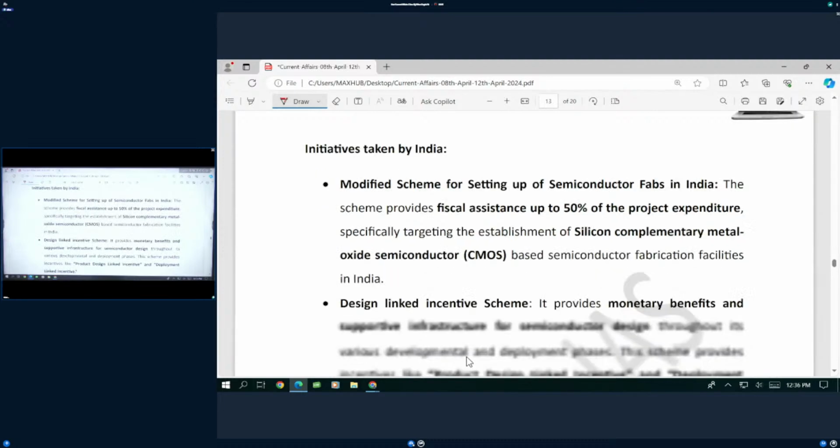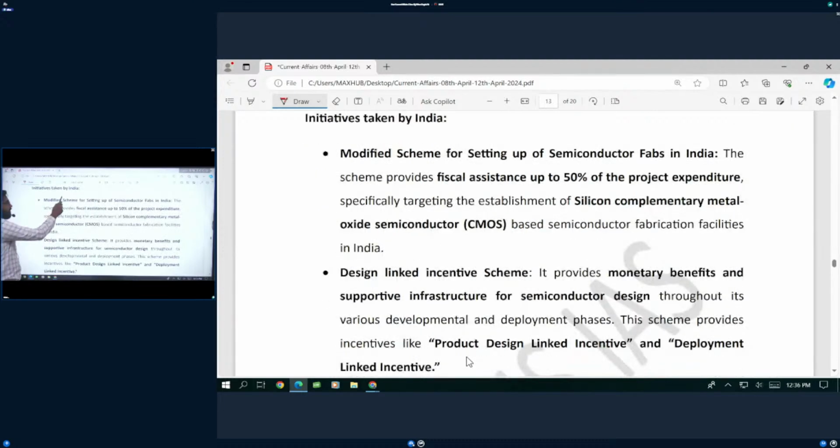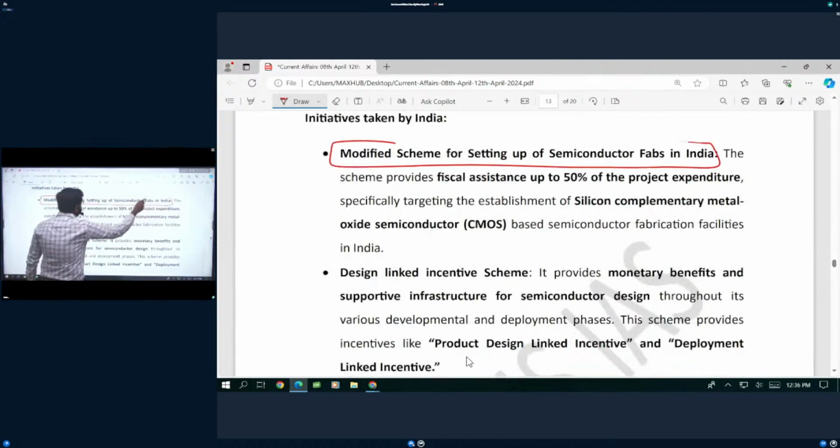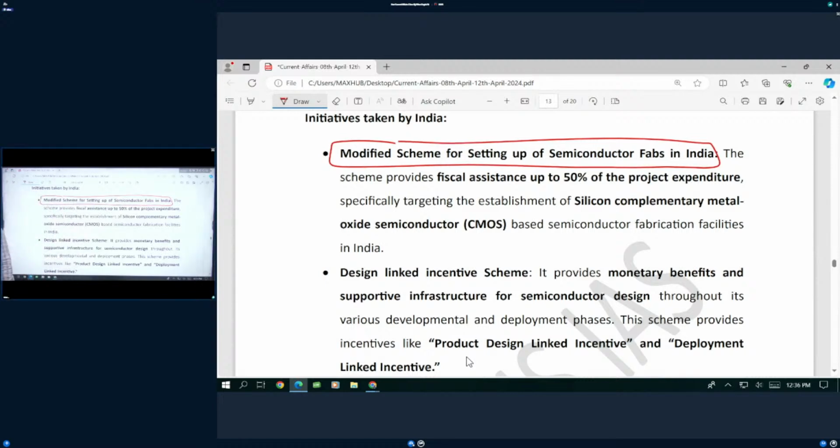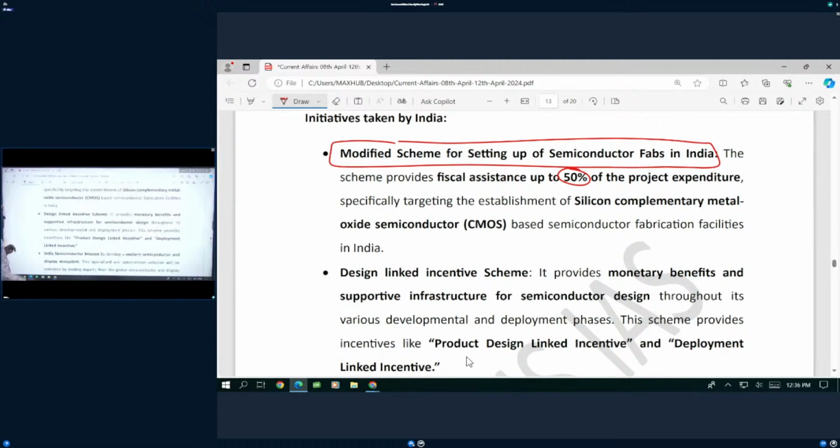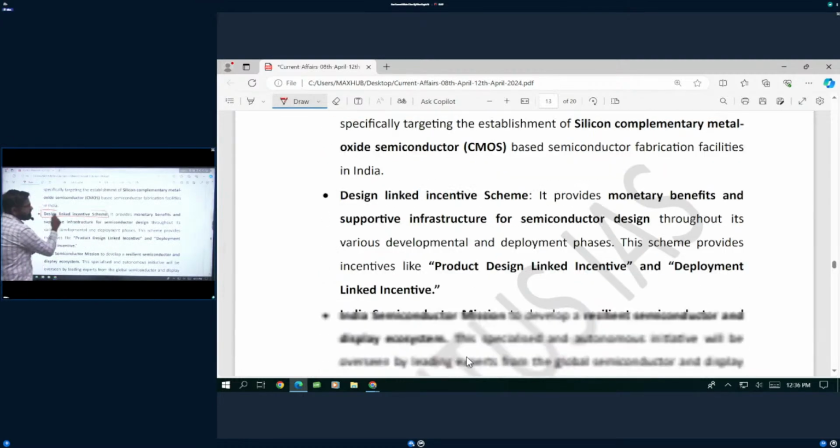But nonetheless, अब हम कर क्या रहे हैं देख लेते हैं. Modified scheme for setting up of semiconductor fabs in India. Under this, the government of India provides up to 50% support of the project cost. जो भी आपकी project cost आएगा उसका कितना support देगी भारत सरकार? लगभग 50% देगी.